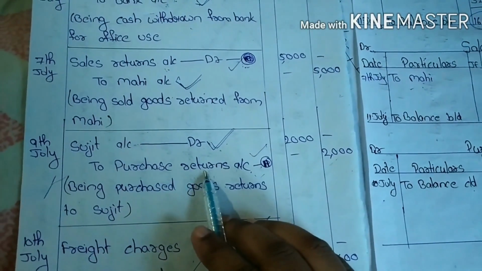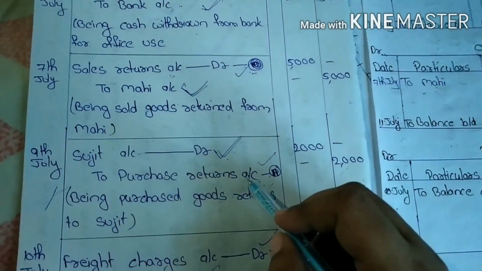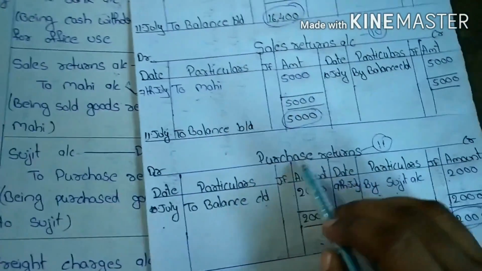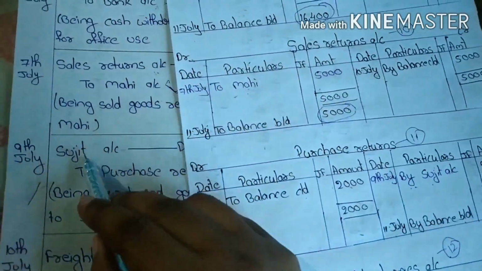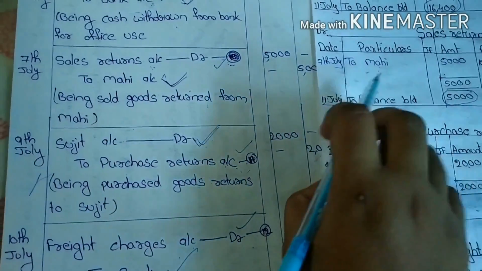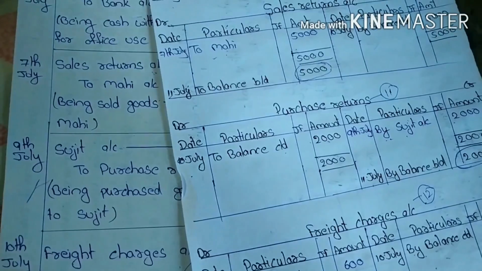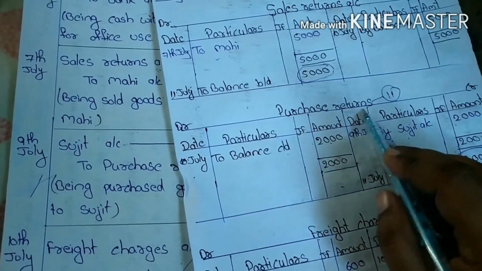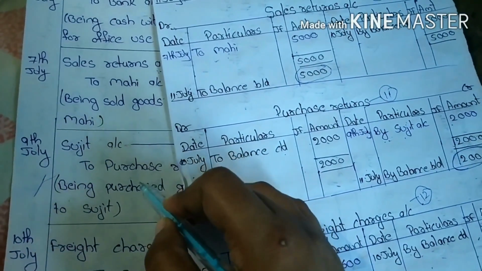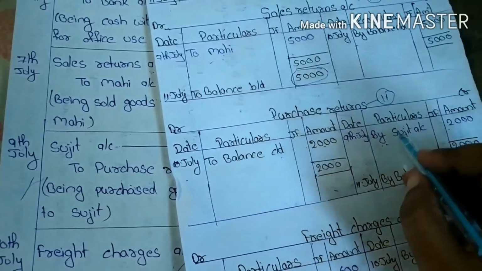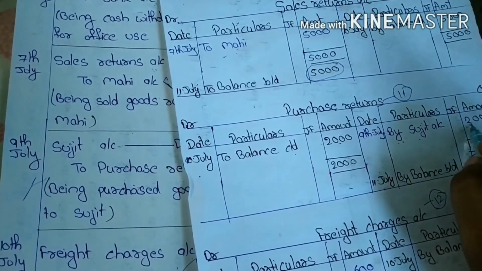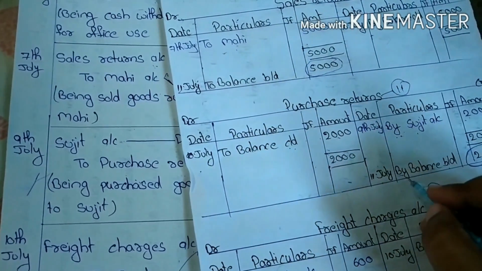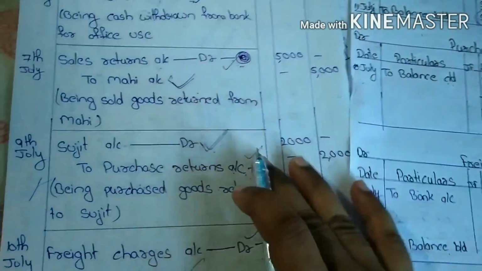Next, to purchase returns. So it is the 11th account. So here the purchase return should be on credit side, right? So on the credit side of the purchase returns account you have to post Sujit account amount 2,000, because purchased goods were returned. That's why you open a separate account for purchase returns, because in general each and every element has a separate account in ledger. So here by Sujit account 2,000. So this is the difference balance, called carried on balance. It should be brought down to next day, 2,000. So it should be over.